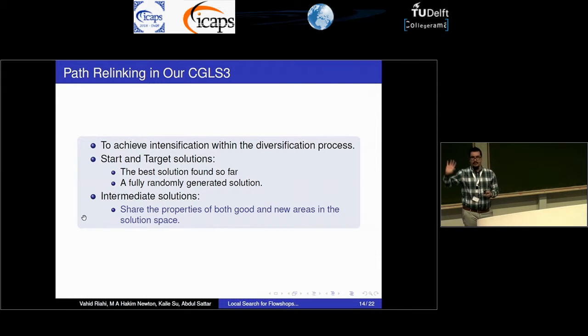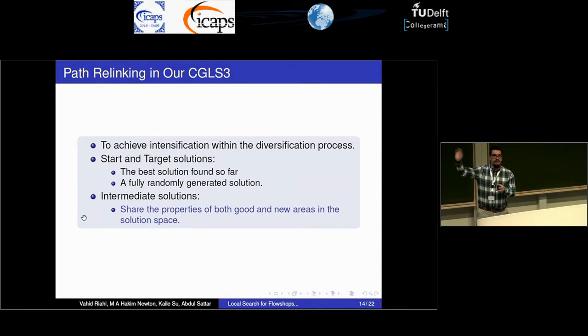In our path relinking, our guiding solution is a completely random solution, and our starting solution is the best known solution so far by the algorithm. So in fact, at each iteration our algorithm moves from the best known solution to a completely new area, and creates a number of solutions between these two points. We select the best intermediate solution in terms of the objective.